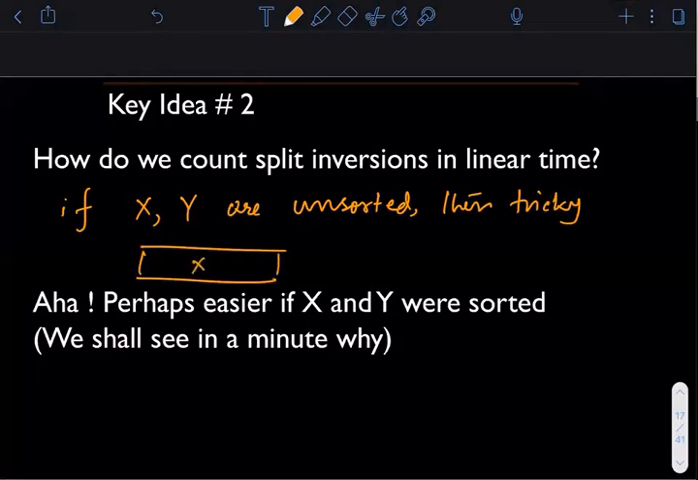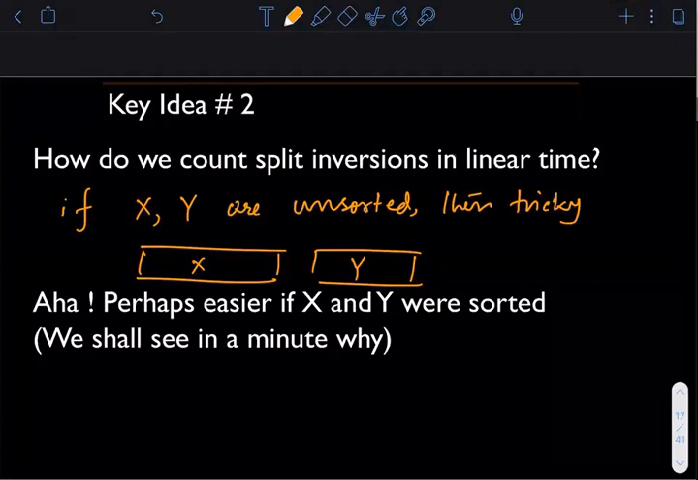We are just counting inversions. So if x and y are unsorted, then this seems very tricky to do. How on earth are you going to even count the number of split inversions in order n time? Because remember, the number of split inversions can still be of order n square. So this is actually a non-trivial problem that we are trying to solve.